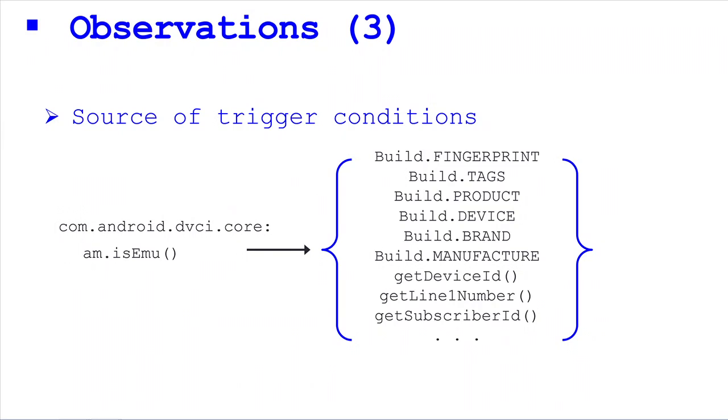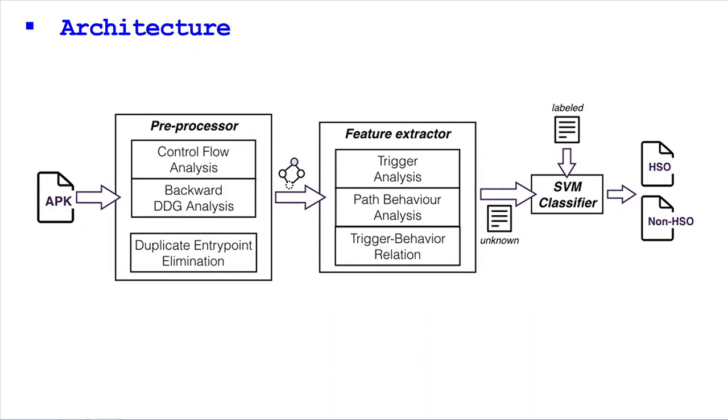So based on these three observations, we came up with our implementation, and this is its architecture. It contains three parts. We first do control flow analysis and backward data flow analysis as a preprocessor. Then we extract features based on trigger analysis, path behavior analysis, and also trigger-behavior relation analysis. Then we train an SVM classifier based on a small labeled dataset. Then we do two rounds of retraining to boost the diversity of both HSO and non-HSO samples.